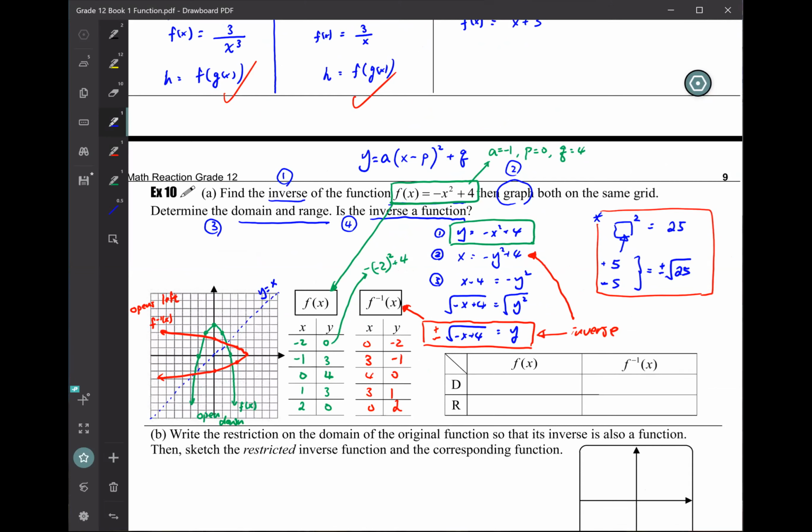Remember, domain is all the x values. And then the range is the y values. So it tells us where you can find the graph.